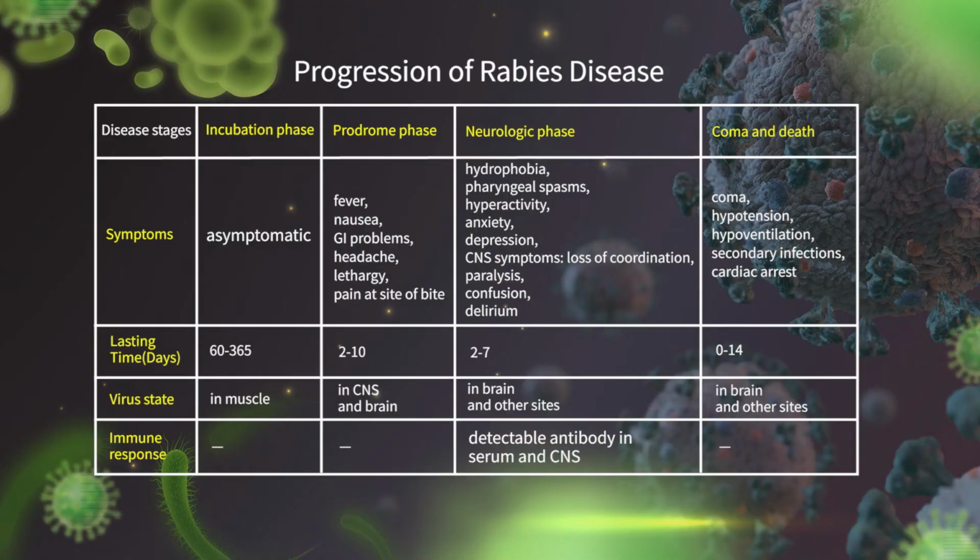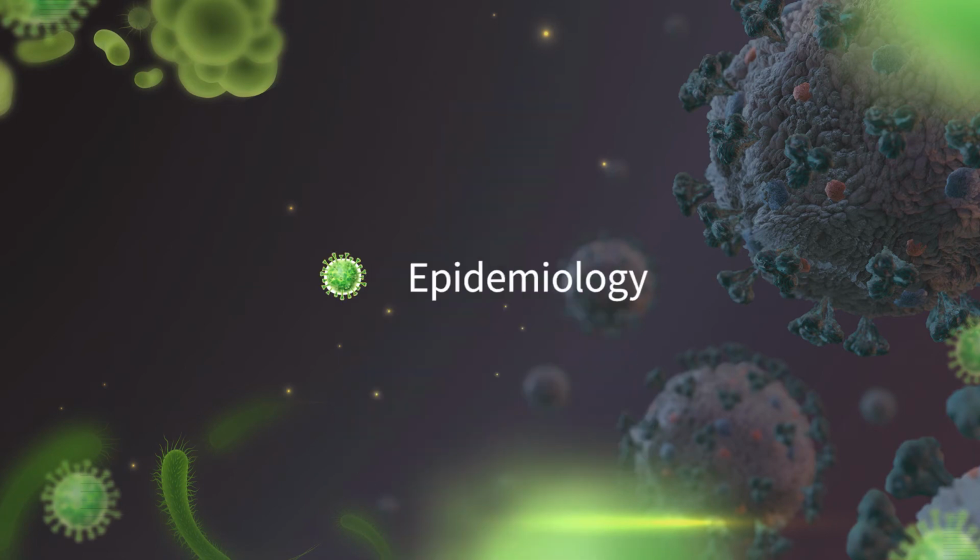The table here summarizes the progression of rabies disease. We can review the 3-stage course. At each stage, there are various manifestations with different virus states and immunological response. In this section, we will draw your attention to the epidemiology.